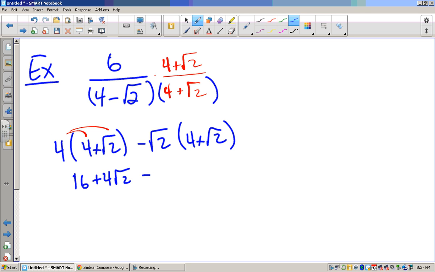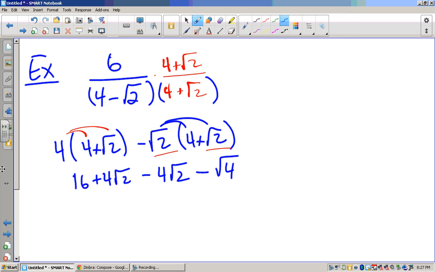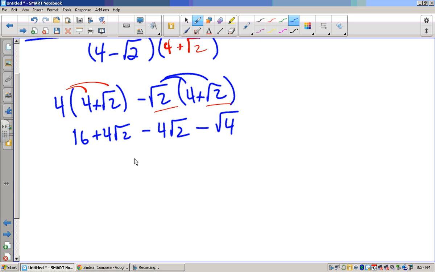And then I have minus over here. The square root of 2 times 4 is, again, 4 square root of 2. Then we write the number before the radical. And then minus, because a negative times a positive is a negative, the square root of 4. Because remember, when you multiply a radical times a radical, you can multiply the radicands. Now look at what happens when you do this. The square root of 4 becomes 2.